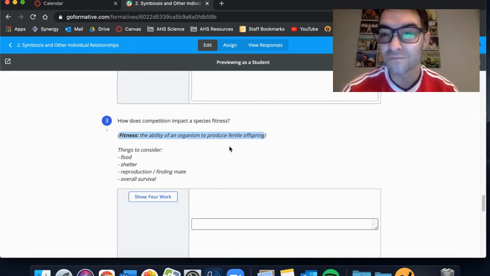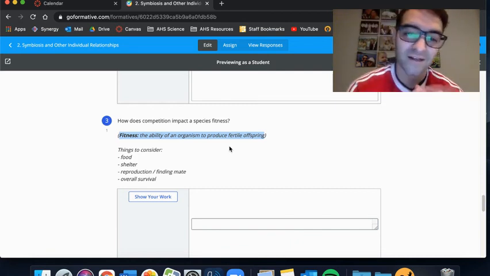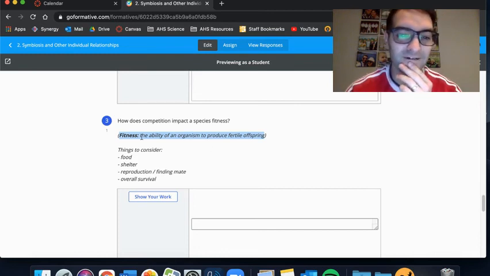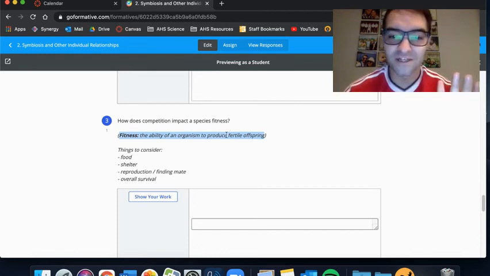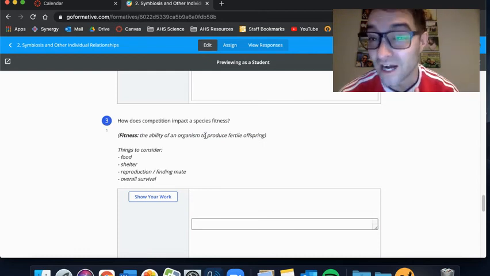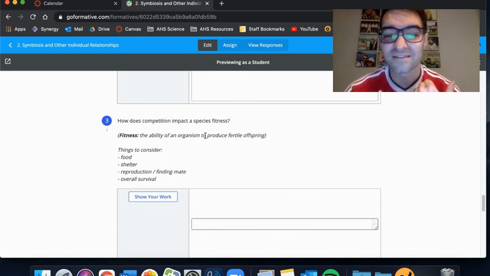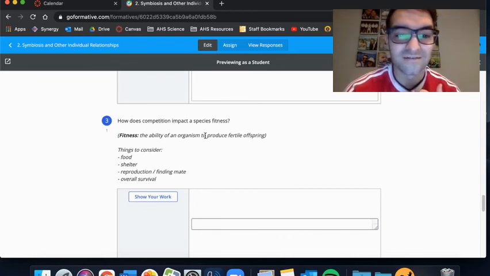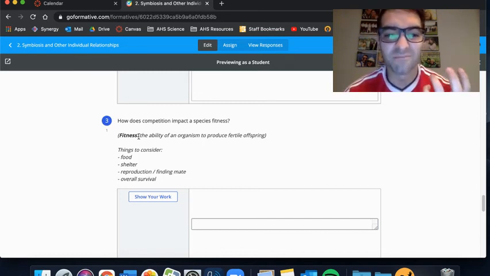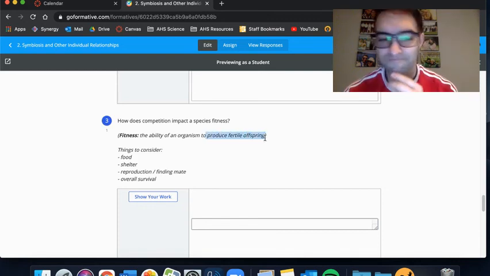reproduce, but their offspring are infertile. And so then we classify them as different species, and that lowers the fitness, for example. It's a small detail, but it is kind of important. Really, it's the ability for the species to survive. If they can't survive, then they can't reproduce, and if they can't reproduce, then their species will go extinct. So fitness is really the ability to survive, but technically, it's their ability to produce offspring.